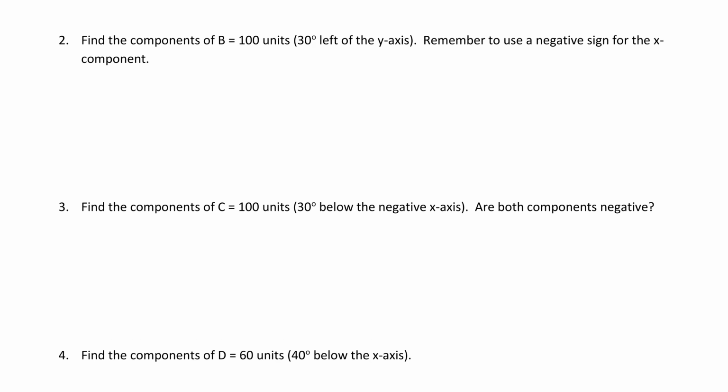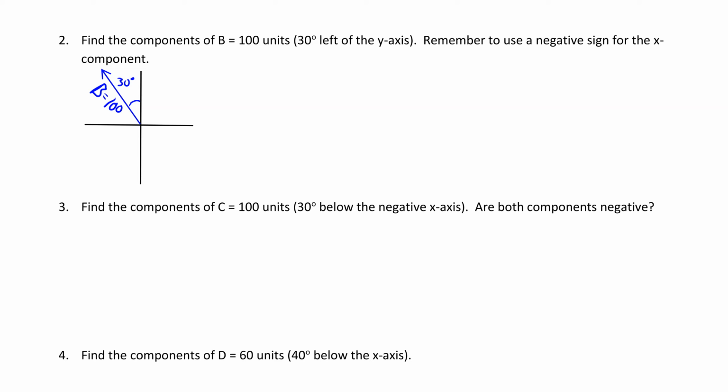So it says find the components of, they're naming the vector, b is equal to 100 units, 30 degrees left of the y-axis. If it helps, you can draw your x and y axes. Then draw your vector. We're going 30 degrees to the left of the y-axis. So this is the positive y-axis. We're going 30 degrees to the left, and our vector is called b. The magnitude is 100. And our job is to find the components.